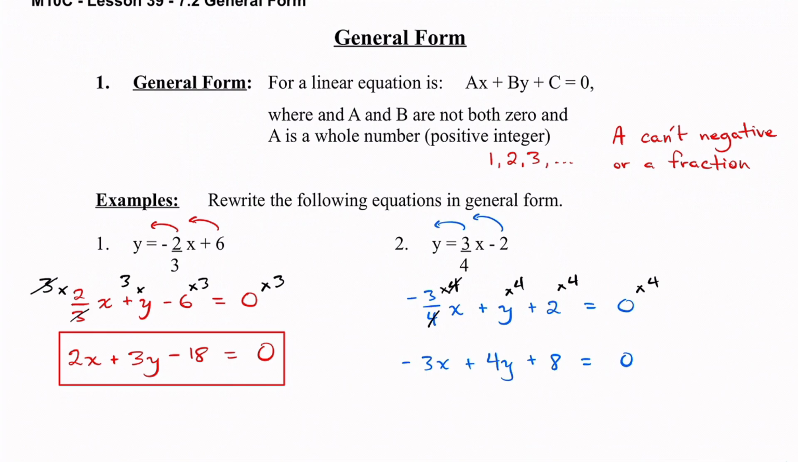So what I can do is divide all of the terms by negative 1, and that'll cancel out that negative. So that is now gone, and we have a positive 3x. And then with the next one, a positive and a negative, that's just negative 4y. Same with the next one, it's going to be negative 8. And then equals 0 divided by negative 1, that's just 0.